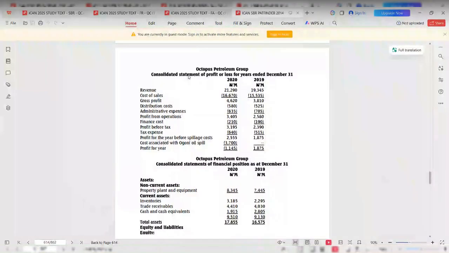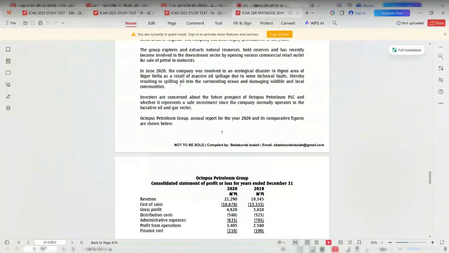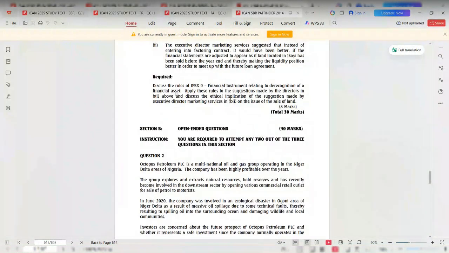So today we'll be picking our question from SBR again, and that will be coming from November 2023, question 2. November 2023, question 2. Can you open it on your phone?